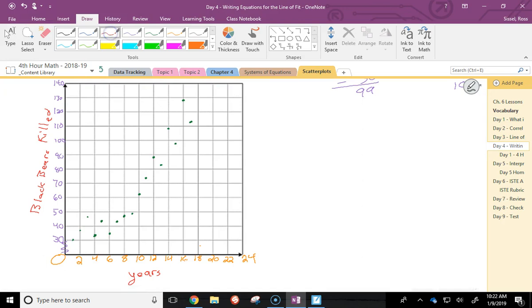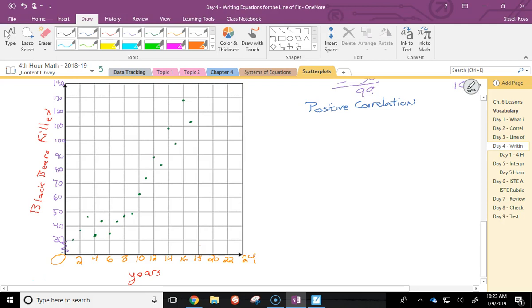Let's go ahead and do a little bit of quick talking here. The third thing we're always supposed to do was identify correlations. What type of scatter plot do we have? Is it a positive, negative, or no correlation? Positive. So I'm going to write over here, positive correlation, which tells me as the years go on, more and more black bears are being killed. Every year, more black bears are being killed.